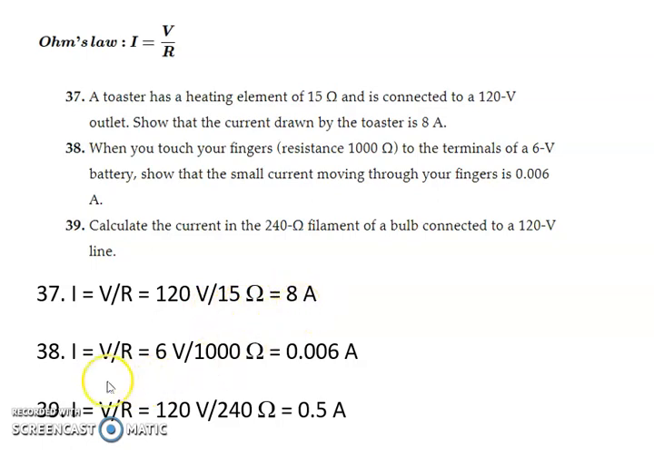We repeat it for problems 38 and 39, where the voltage here is 6 volts divided by 1000 ohms to give us 0.006 amps. And for problem 39, we have 120 volts divided by 240 ohms, and we get 0.5 amps.